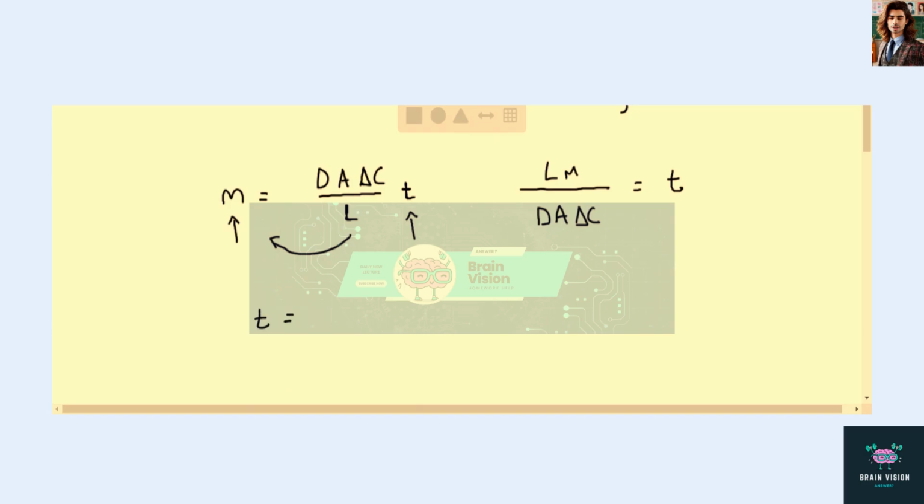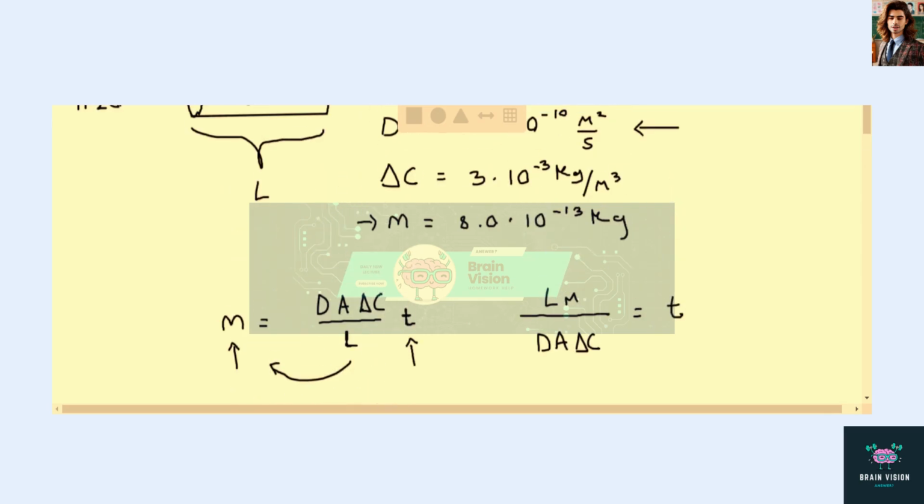And if we do that, we will get that it takes 11.4 seconds for us to transfer 8 times 10 to the minus 13th kilograms of sucrose.